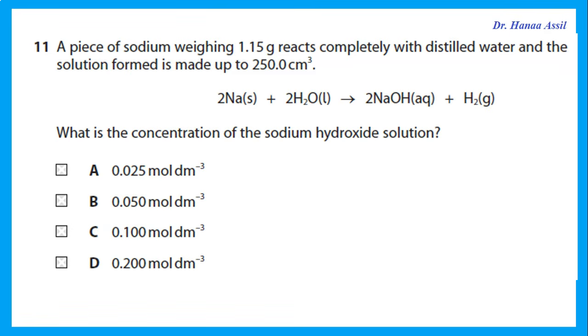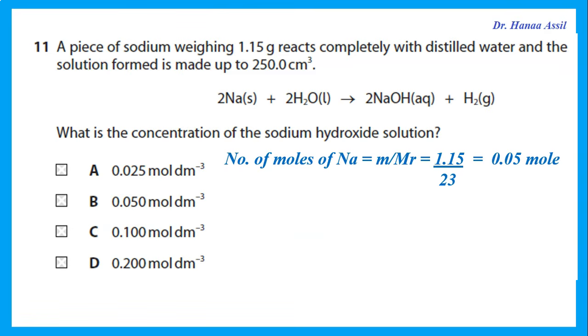What is the concentration? So in order to get the concentration in mole per decimeter cubed, I need to get the number of moles. So the number of moles of sodium is mass over molecular mass or atomic mass of sodium. So that comes out to be 0.05 mole. Now we are going to put this in what? This is the number of moles of sodium. We are asking about sodium hydroxide.